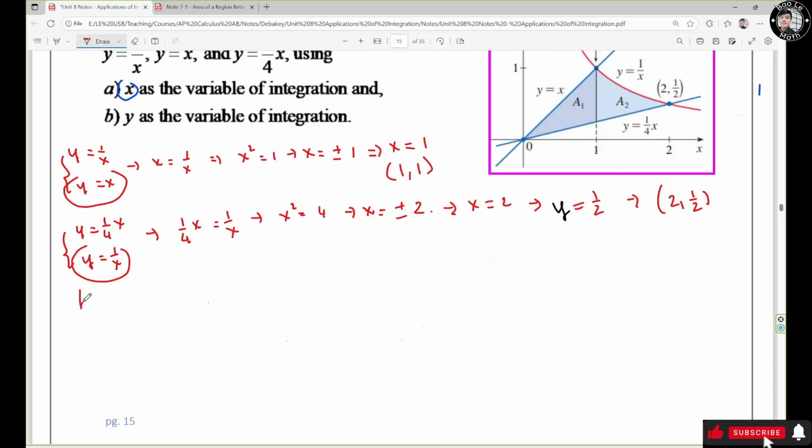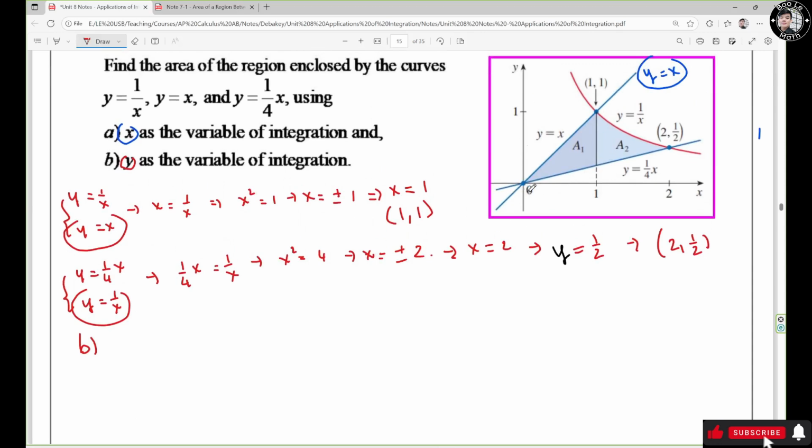Now for question B, we're going to use y as the variable of integration, right? So we need to go from bottom to top, right? Now the first intersection is right here. The second intersection is right here. And the third one right here, right? So I'm going to project this one to the y-axis, right? So the y value right here should be 1/2, right? And the y value right here should be 1, right? So I have the integral from 0 to 1/2, right?